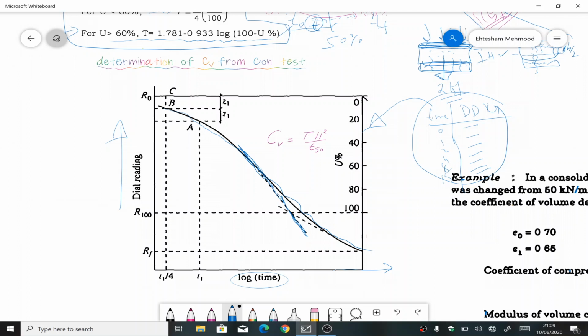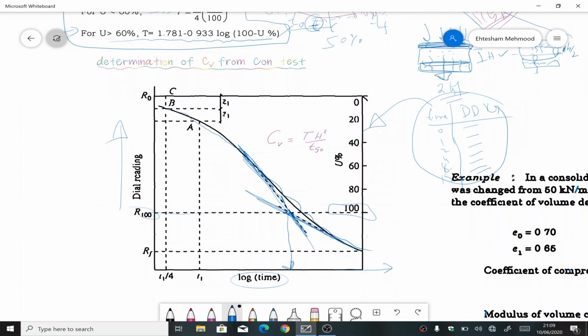Then we draw a line tangent to the last portion of the curve. So once again, draw a tangent to the central straight portion of the curve, and then draw a tangent to the last portion of the curve. Where these two intersect, we say that is equal to 100% consolidation. So this value of t would be 100%.